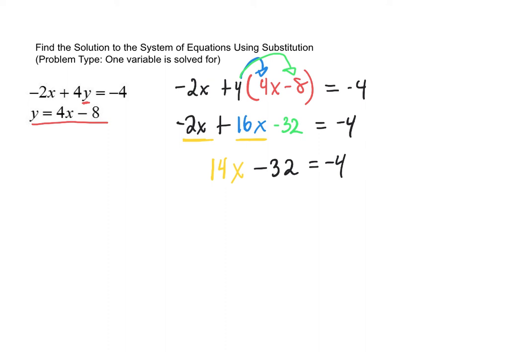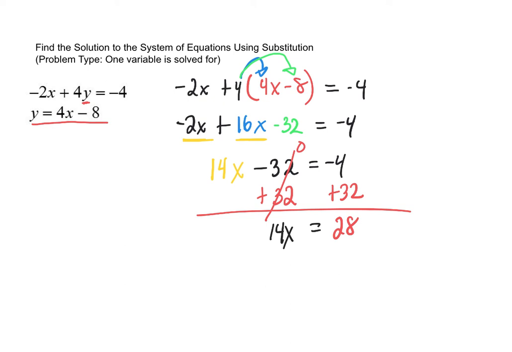So I'm going to isolate the variable term by getting rid of the 32. Because it's minus 32, I will do plus 32. So I'm left with 28. Bring down everything else. Now I want to isolate the variable by dividing by 14. So now x is equal to 2.